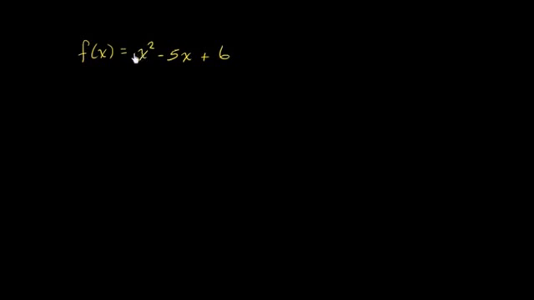We see that we have a positive coefficient on the x squared term. This is going to be an upward opening parabola. But what's the minimum point of this? Or even better, what's the vertex of this parabola right over here?